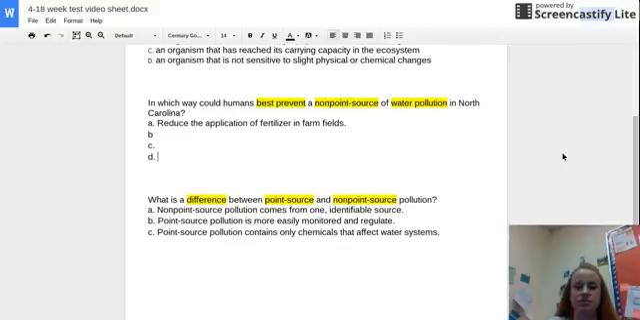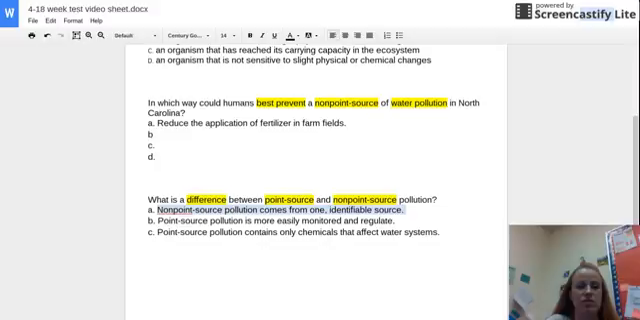The last question says, what is the difference between point source and non-point source pollution? Okay, so point source, non-point source. Again, point source, you can point to it. Non-point source, it's hard to tell exactly where it came from. A, non-point source pollution comes from one identifiable source. So that means you could tell where it came from. So we know right away that's a bad answer choice.